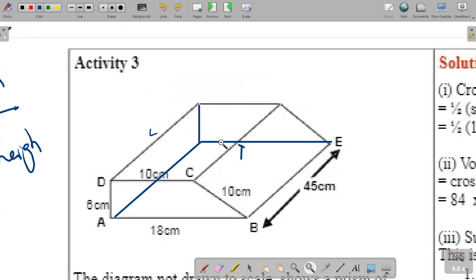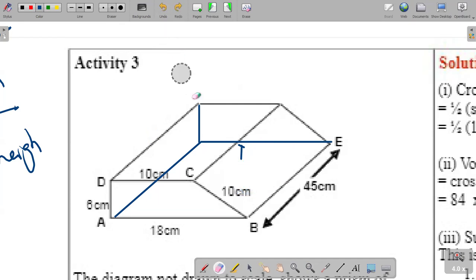What about the slanted front? Which two numbers would you use for the slanted front? When I say the slanted front, I mean this in front here. Thank you. 10 and 45.